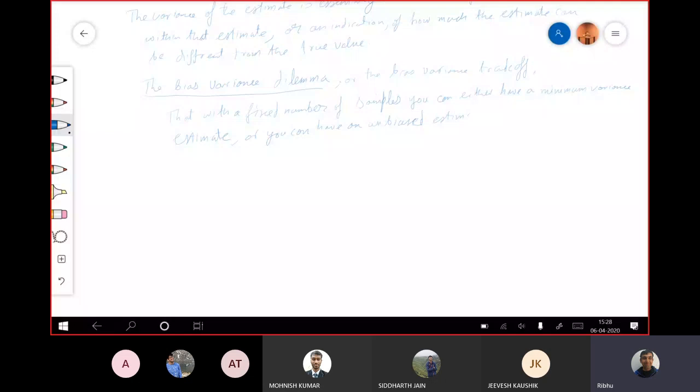So I shared a Wikipedia article that was called bias variance trade-off. You can have a look at that. Just add that to the notes.